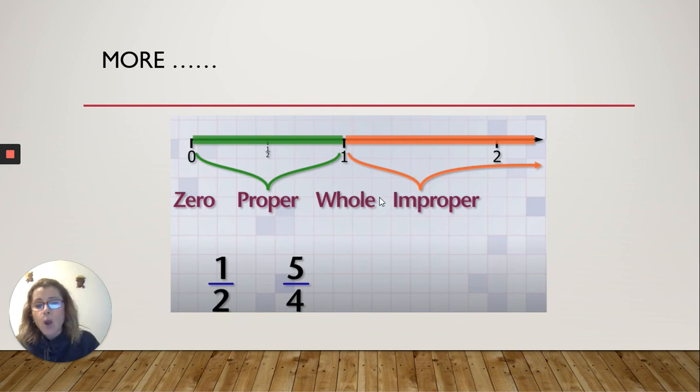More examples. 1/2. What type of fraction is 1/2? Zero fraction, proper, whole, or improper? It's a proper fraction. And what type of fraction is 5/4? It's an improper fraction. So which one is greater? Of course, 5/4 is greater.